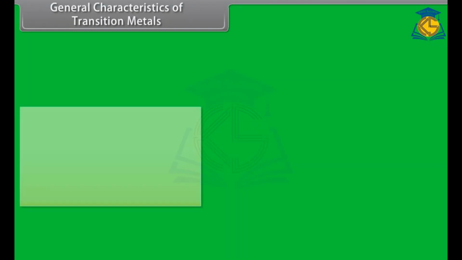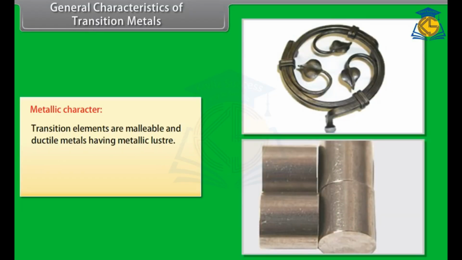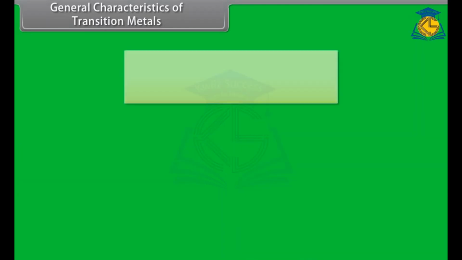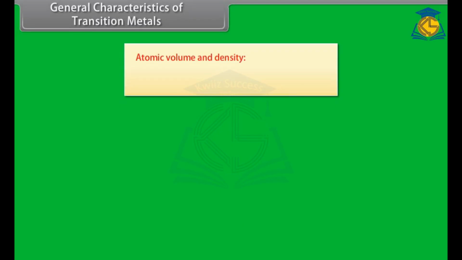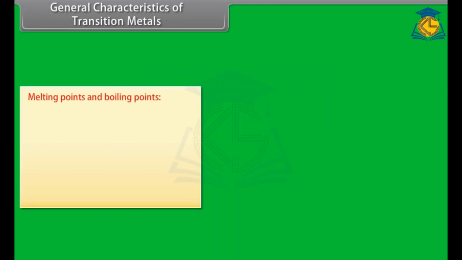General characteristics of transition metals. Metallic character. Transition elements are malleable and ductile metals having metallic luster. These are good conductors of heat and electricity. Except mercury, all are solids. Atomic volume and density. They have low atomic volume, and high density, melting points and boiling points.